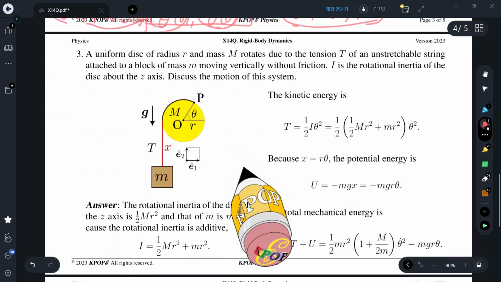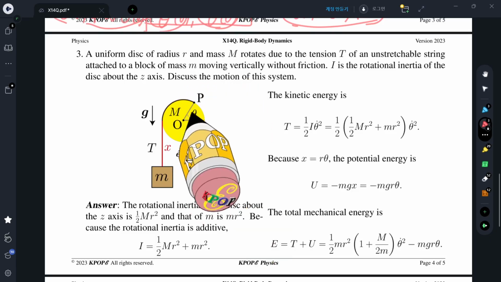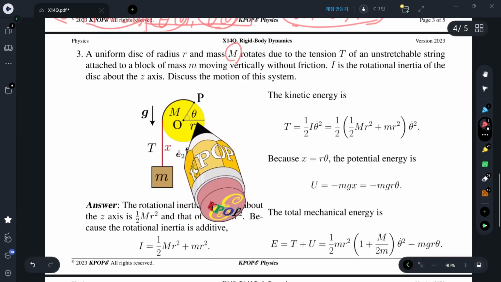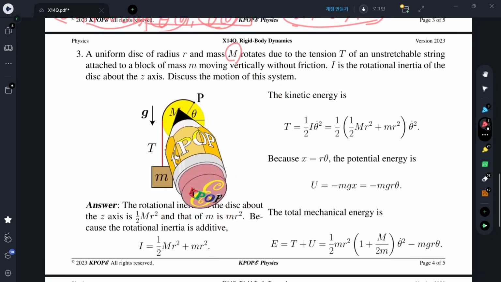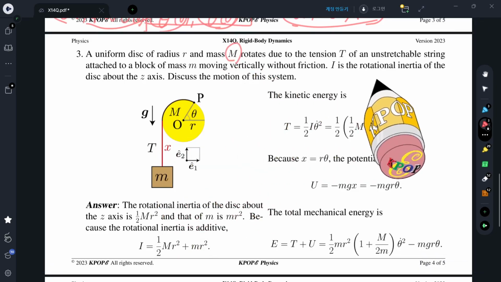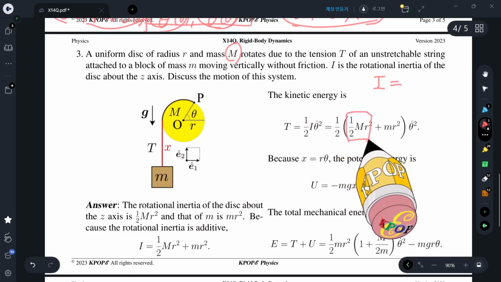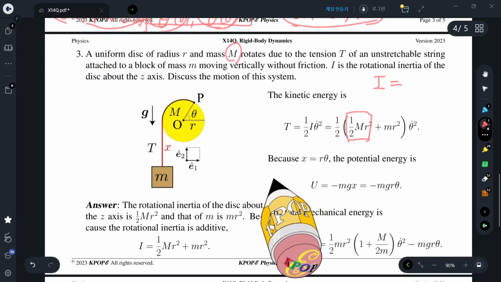Okay, next, a uniform disk of radius r, mass m. Okay, this disk, we have a rotational inertia of a disk. It has been derived in X14.